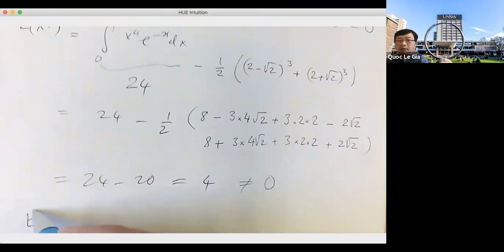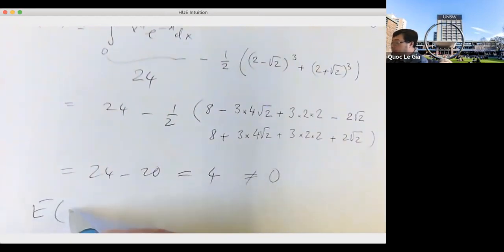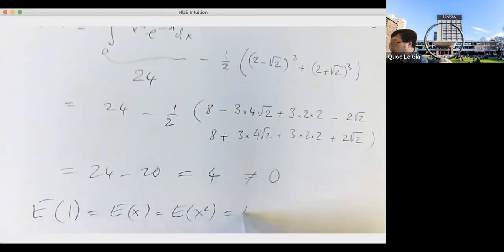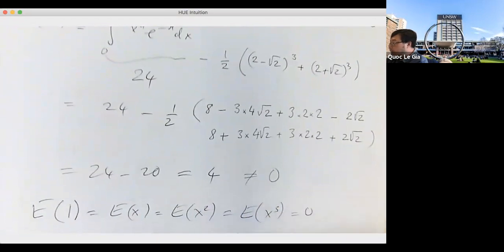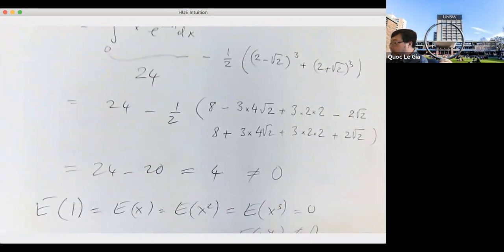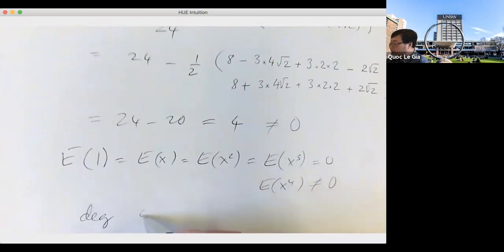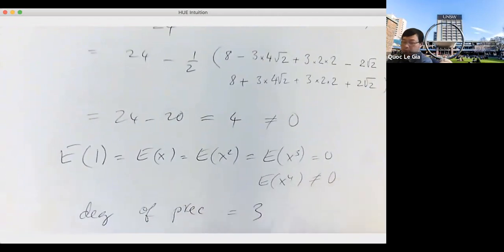So the degree of precision is just equal to 3, because E of 1, E of x, E of x squared, E of x cubed equal 0, but E of x to the 4 is non-zero, so the degree of precision is equal to 3. Okay.